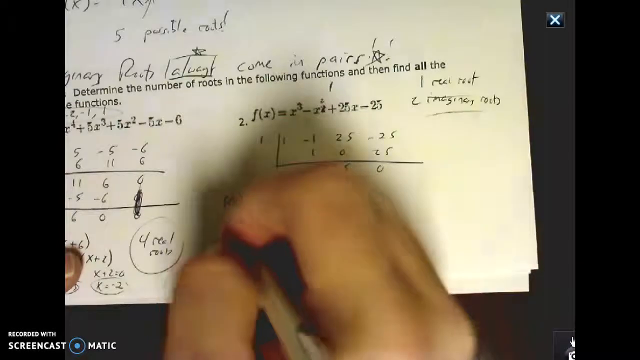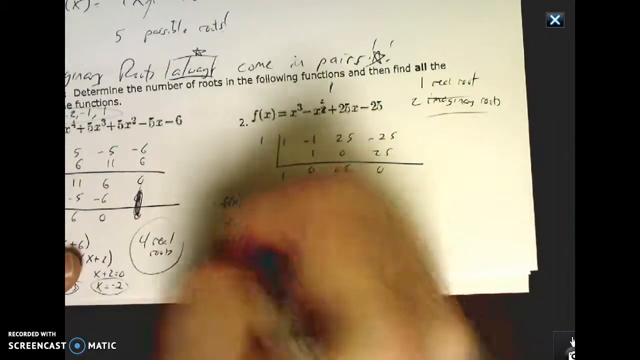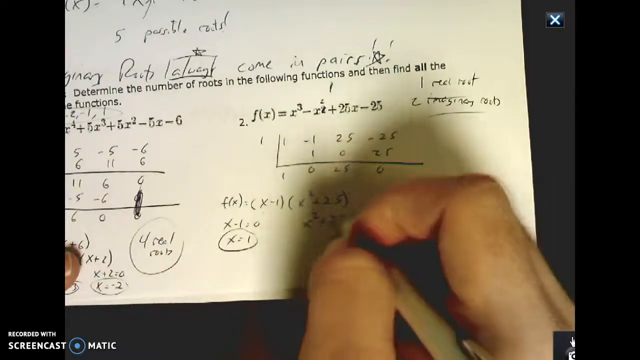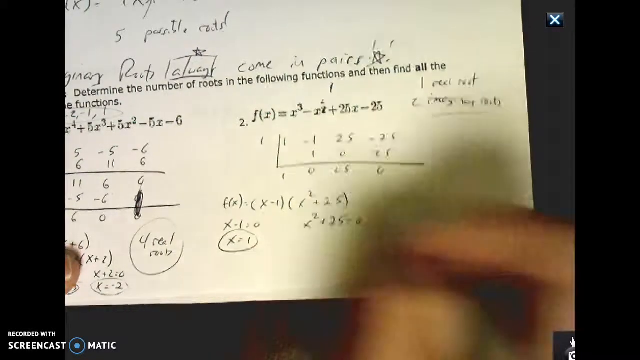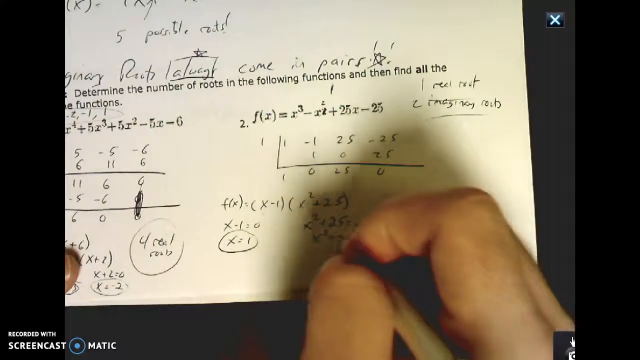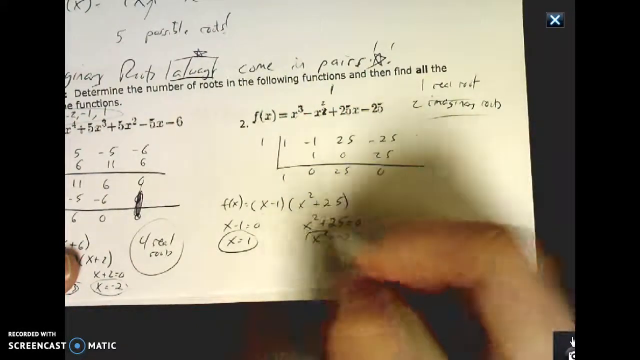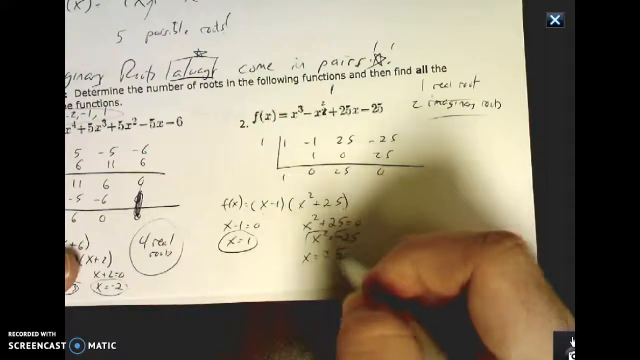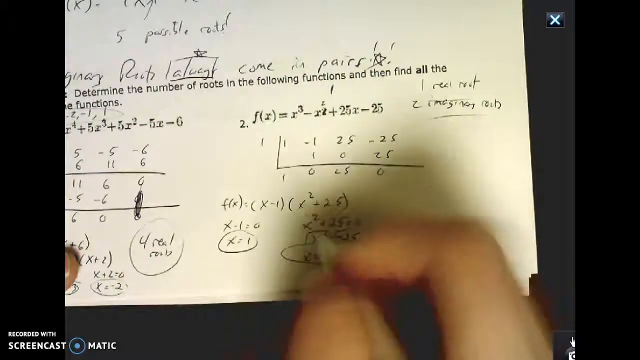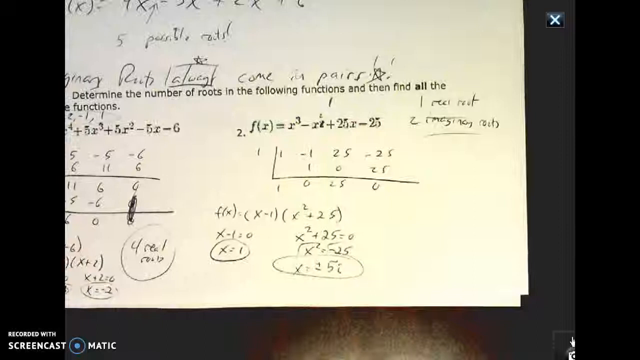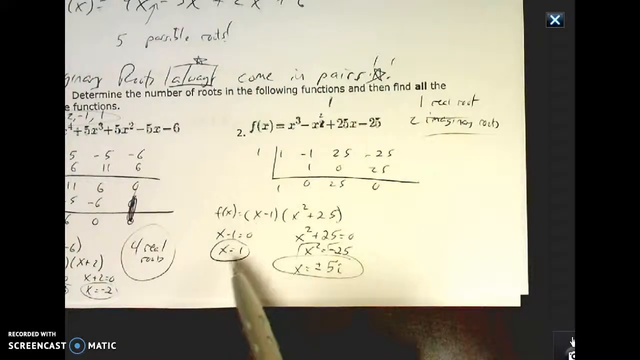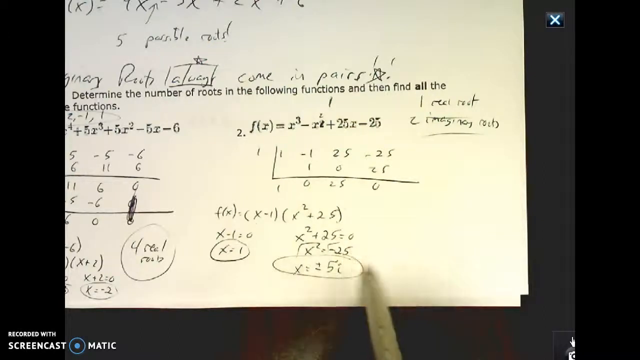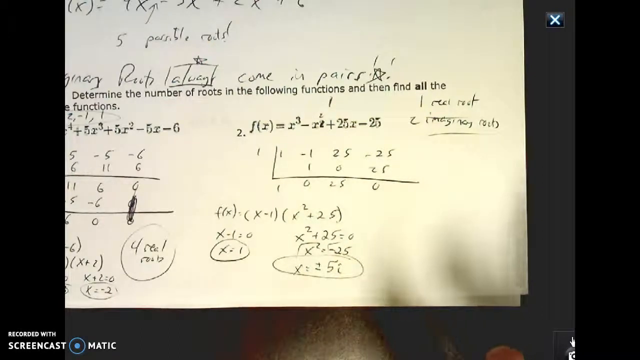X minus 1 equals 0. I can solve that, no big deal. X equals 1. Here, when I set this equal to 0, check out what happens. I subtract 25 over. I square root left, I square root right. I get plus or minus 5i. So wouldn't you know it, my 1 real solution here is 1. My 2 imaginary is plus or minus 5i. And we've got all of our answers.